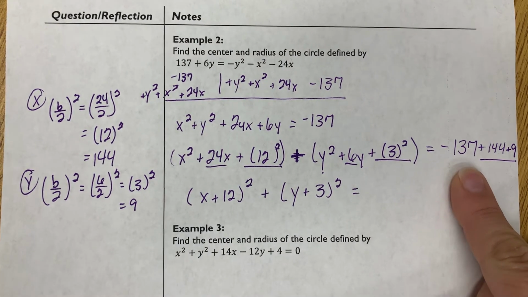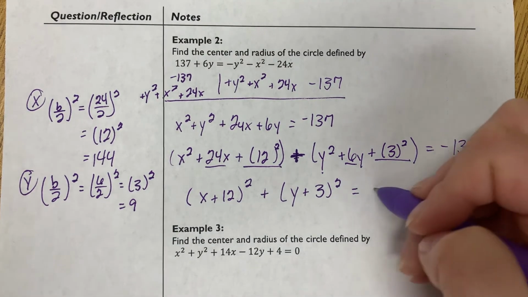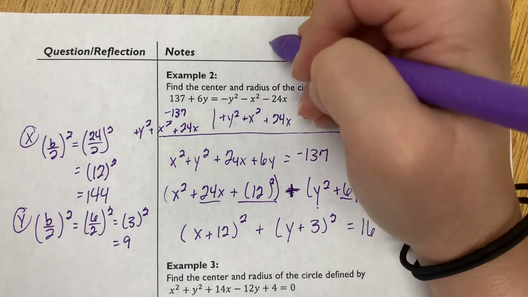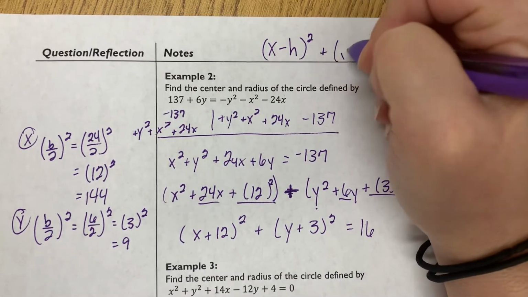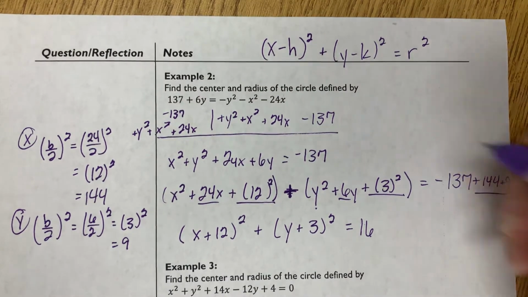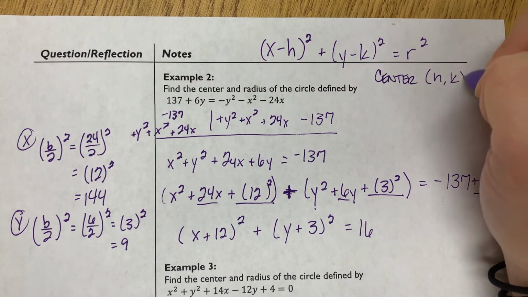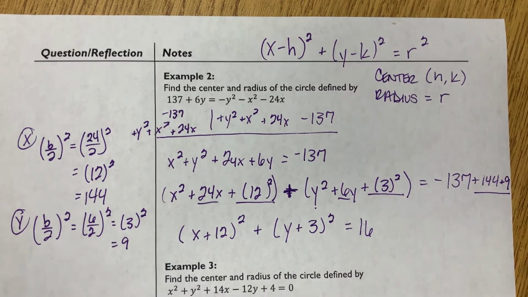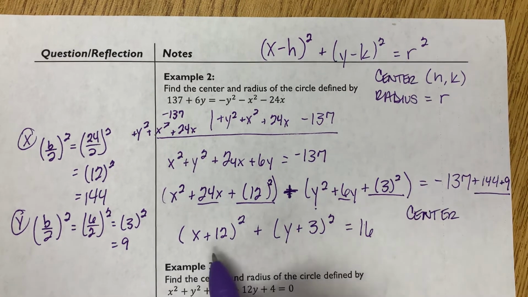So negative 137 plus 144, that's going to give me 7. 7 plus 9 is 16. So now it looks like, and I'm going to write this up here so I have it handy, (x minus h) quantity squared plus (y minus k) quantity squared is equal to r squared. So now we know, again, we're looking for the center, which is our h comma k, and the radius, which is just equal to the r. So we're going to have to solve for the r, but we can go ahead and write out our center.